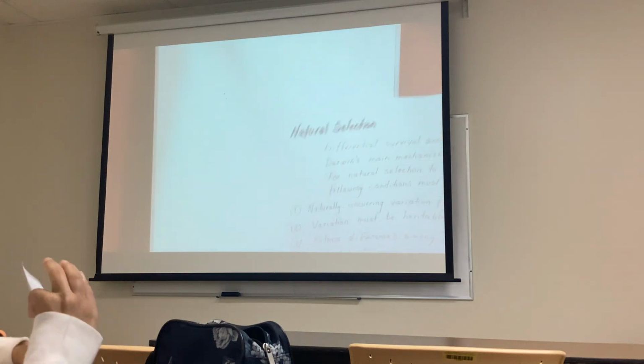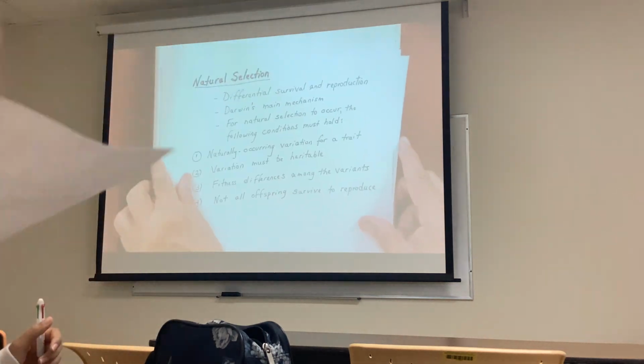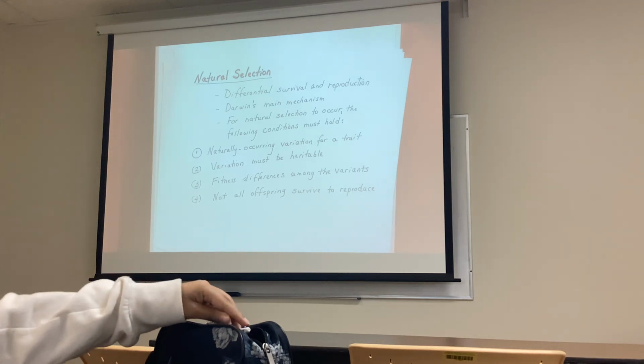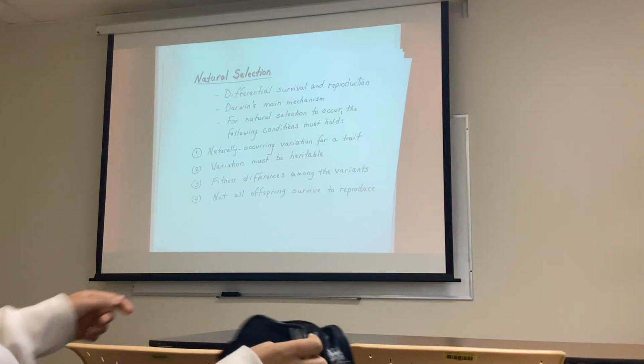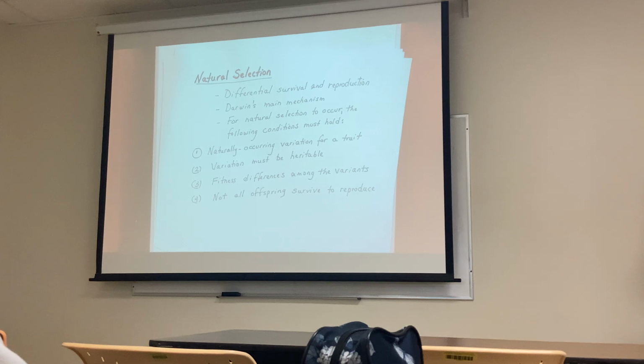Okay, then finally, remember we had these different conditions. The last condition was not all offspring survive to reproduce. And that makes total sense, in the sense that if there's enough resources for everybody, it doesn't matter if one was faster, one was slower, there's variation, who cares? There's enough for everybody. There's no struggle for existence. So this had to be part of it. And Darwin got this from a book that he read.